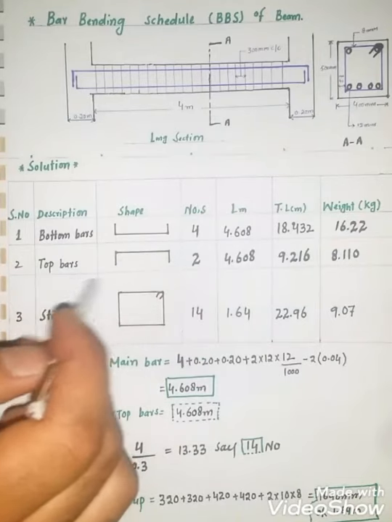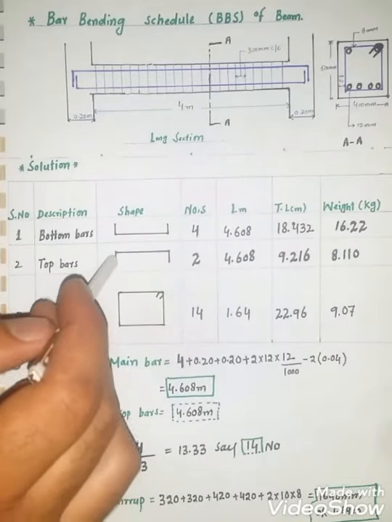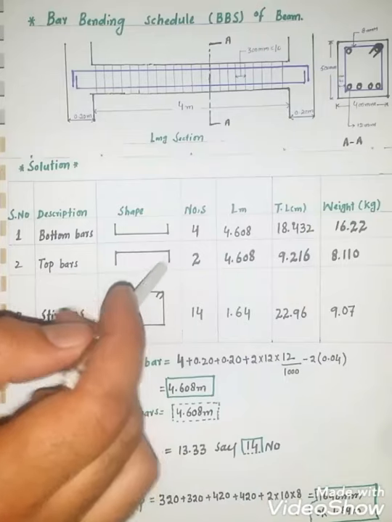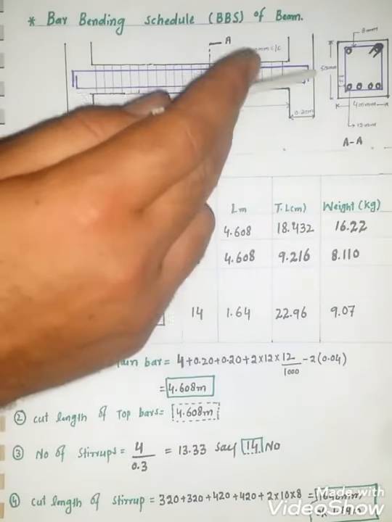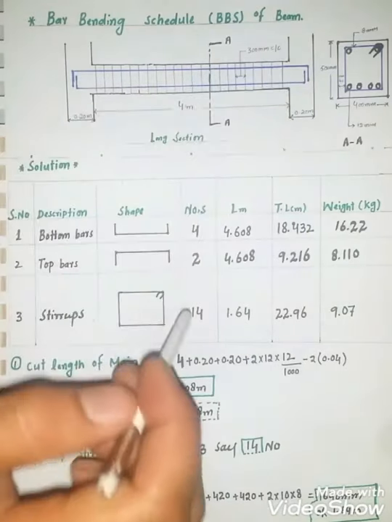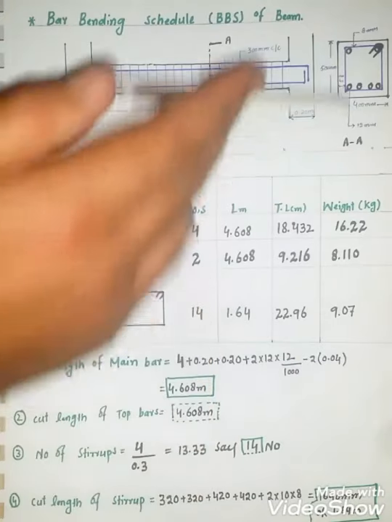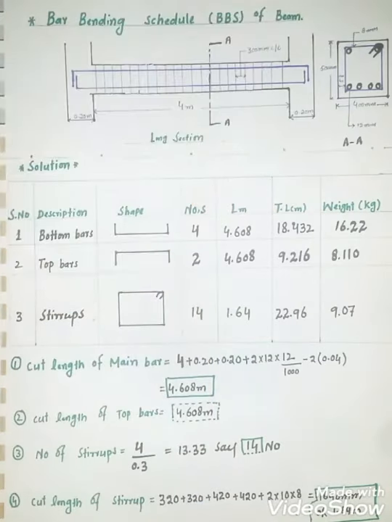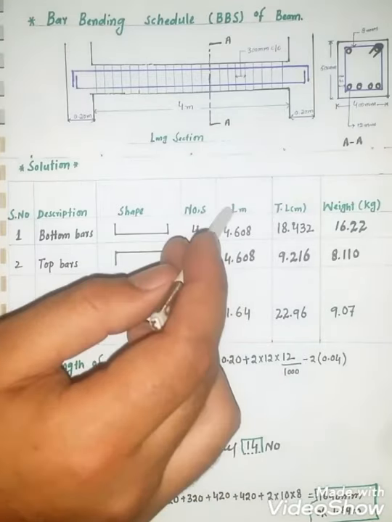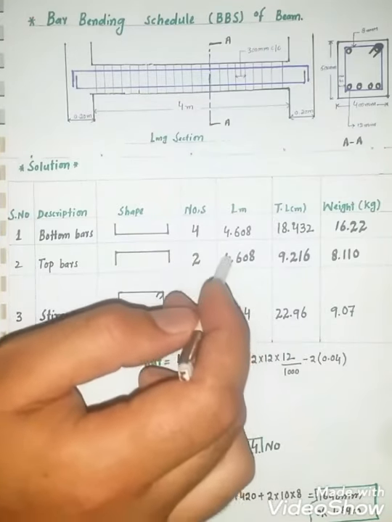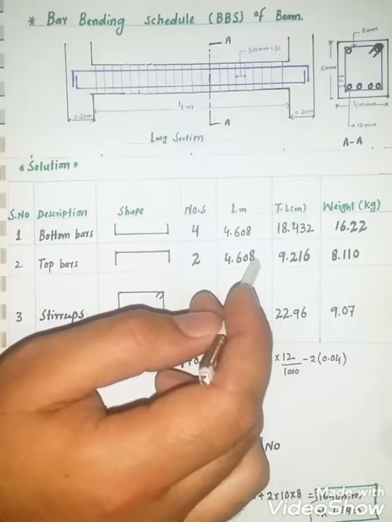After that, I am finding the top bars. The shape of the bar is just like this. This is the shape of the top bar. The number of bars is 2. These are the number of bars. The length of the bar or cut length of the bar is 4.608.